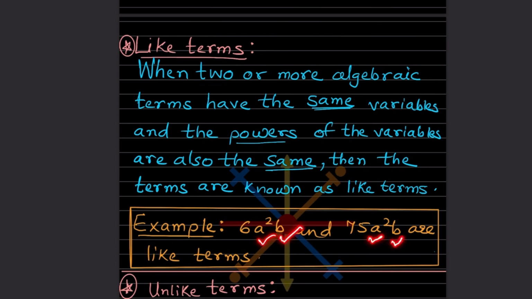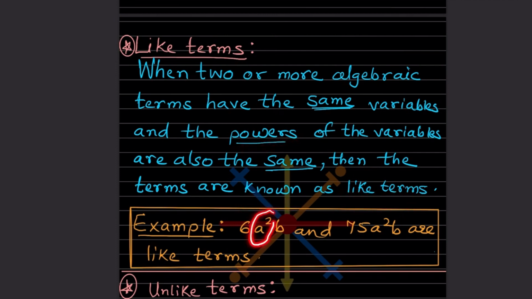We are not going to look at the number, that is called the coefficient. That can be different, but we only have to look at the same variables, they didn't say the same numbers. The variables are important. Again, if here it is 6ab and here is 75a square b, these are not like terms. We have to look at the powers as well.